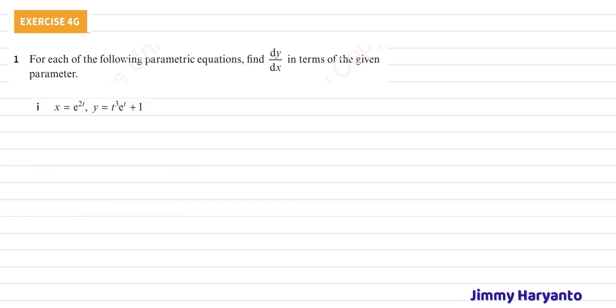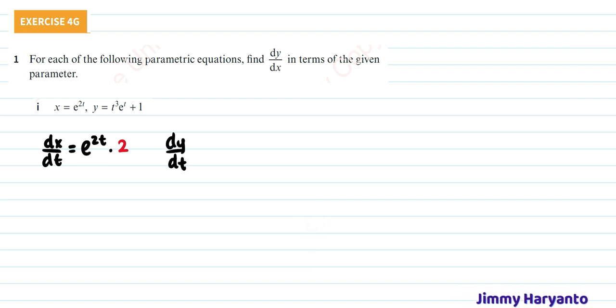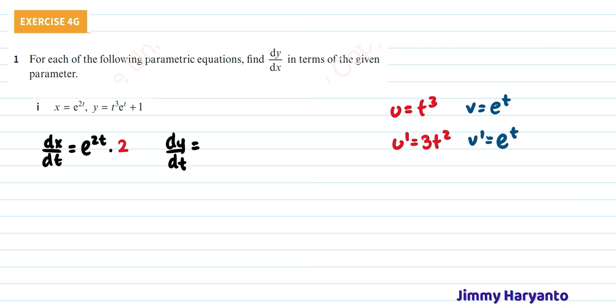Then we will have dx over dt equals e to t times 2, the chain rule. And then dy over dt has to be in uv, so u equals t cubed and v equals e to t, because we have multiplication right there. So u prime equals 3t squared, and v prime equals e to t.